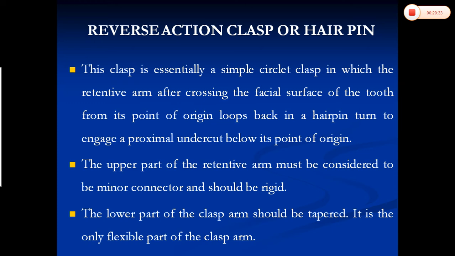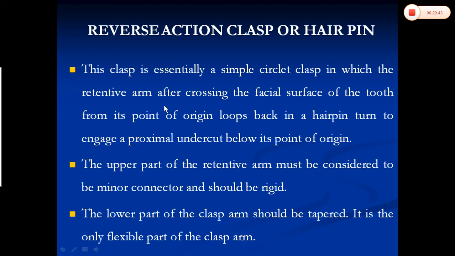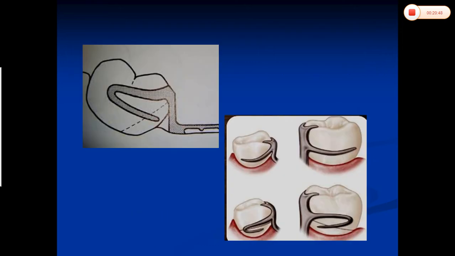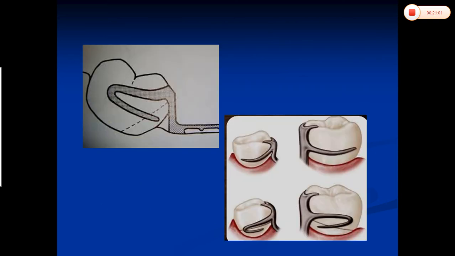The upper part of the retentive arm must be considered a minor connector and should be rigid. The lower part of the clasp arm should be tapered. It is the only flexible part of the clasp arm. So this lower part should taper and be flexible to engage the undercut. The crown of the abutment tooth must have sufficient occlusogingival height. See, it goes like this and comes back, so the height of the tooth should be sufficient to position this clasp.